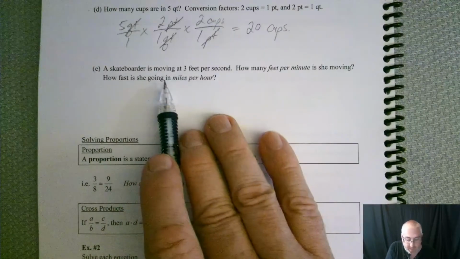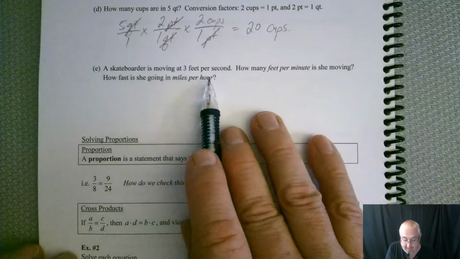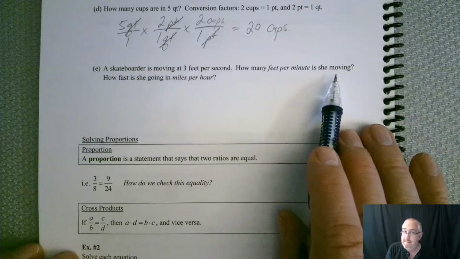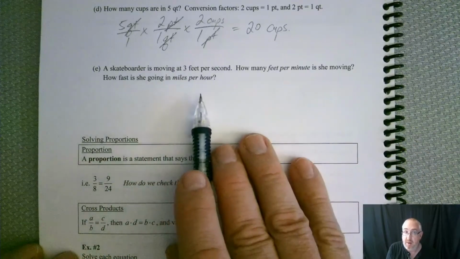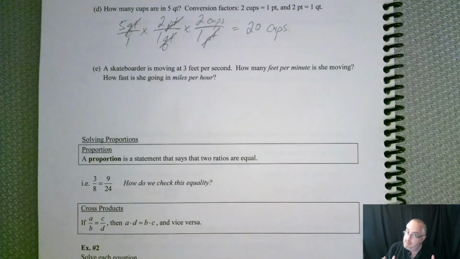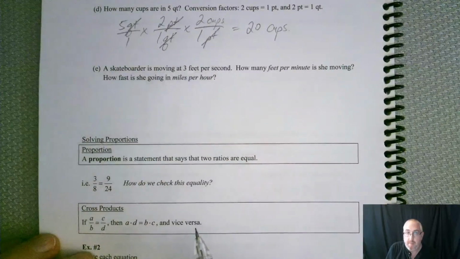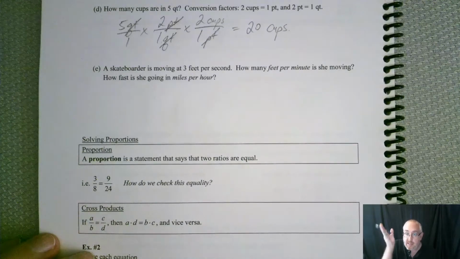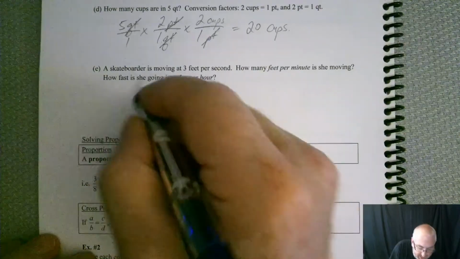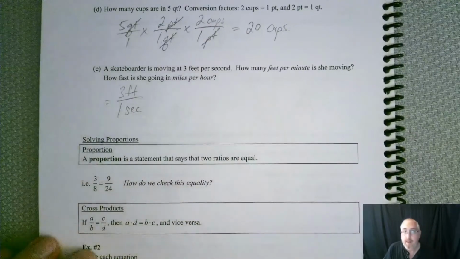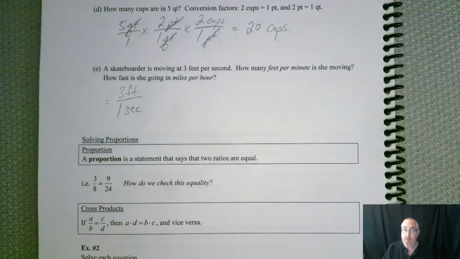All right, now for a real tester of your ability. A skateboarder is moving at 3 feet per second. How many feet per minute is she moving? How fast is she going in miles per hour? Well, what are we starting with? You got to know where you're starting. We're starting with 3 feet per second. Now, per is like a slash, but a slash is like a fraction. So we can write this as 3 feet over 1 second. That's the same thing as what we started with.